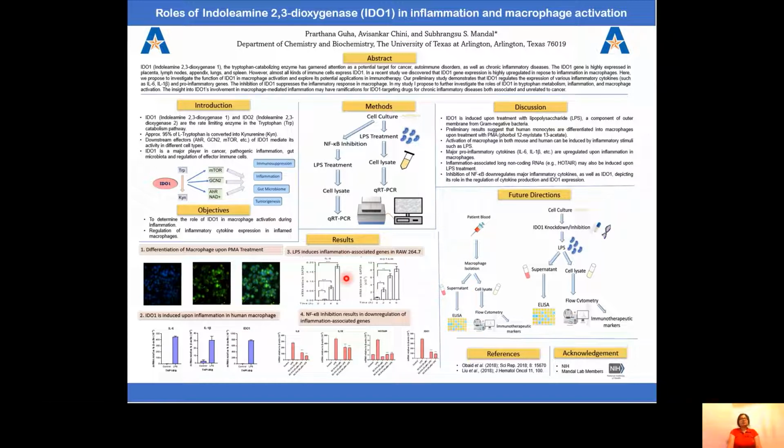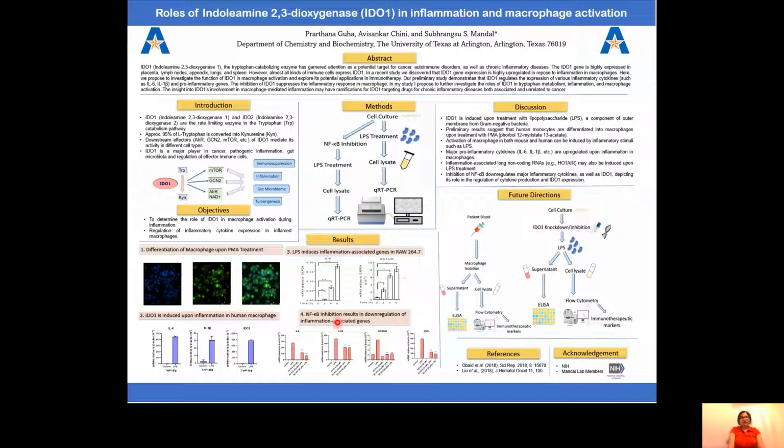Now, a similar result is shown in the mouse macrophage, where IL-6 level is up and HOTAIR level is up. So this is to determine that LPS is a good inflammatory stimulant. So whatever data we have on IDO1, it is upon LPS treatment, and IDO1 is upregulated during LPS treatment.